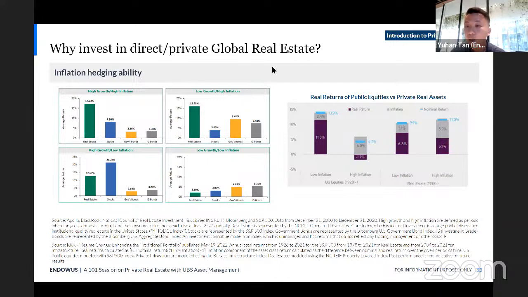However, comparing that to private real estate, you can see that even in periods of high inflation, the real return continues to be positive at about 5%.